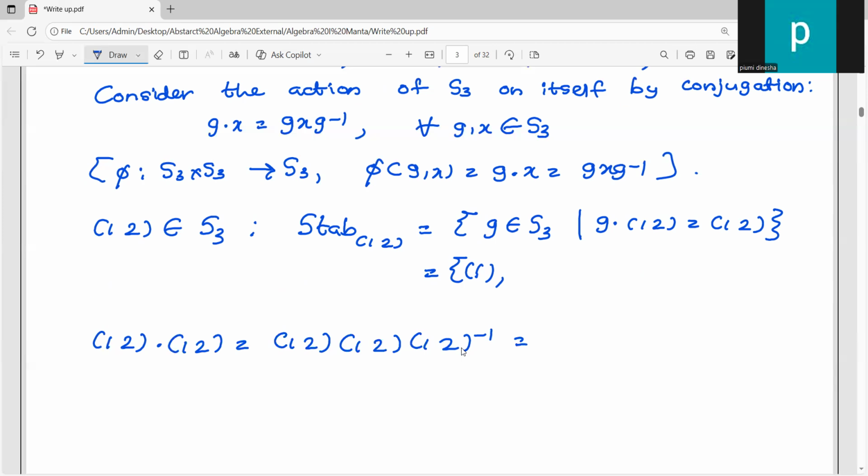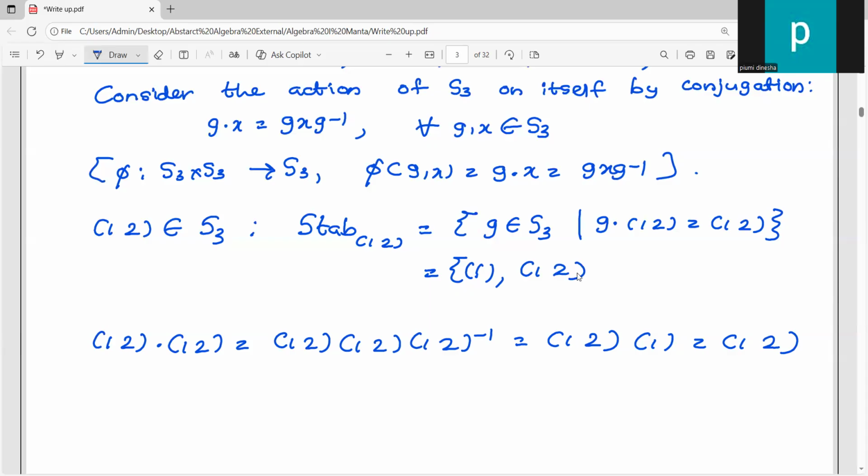So we get the same element, in this case (1 2). We have (1 2) times the identity, which is simply (1 2). Observe that (1 2) dot (1 2) gives you the same element. Therefore, (1 2) fixes itself, right? This belongs in the stabilizer as well.